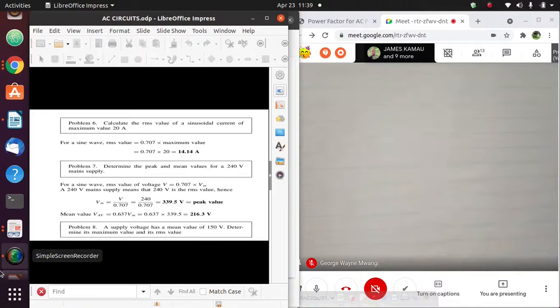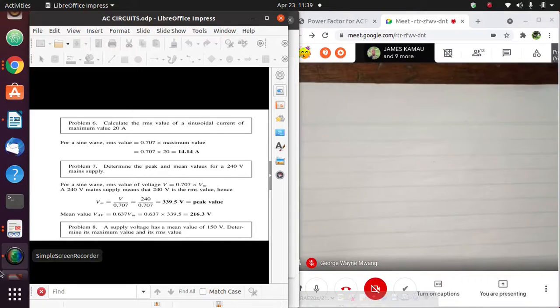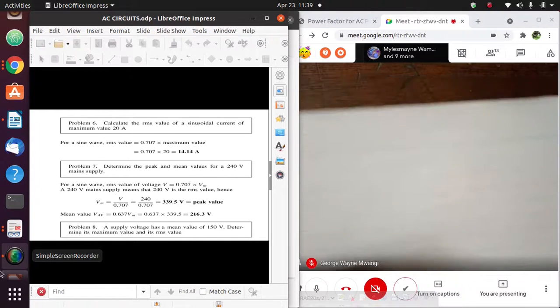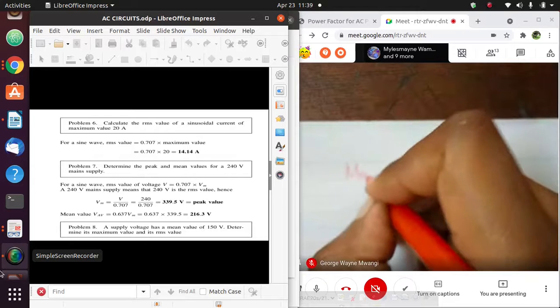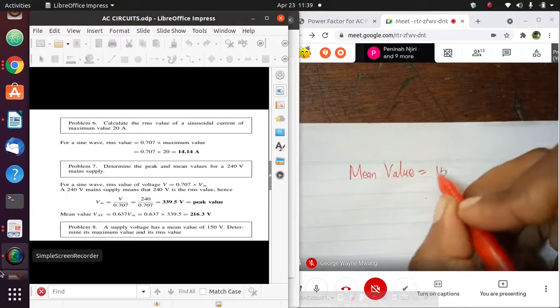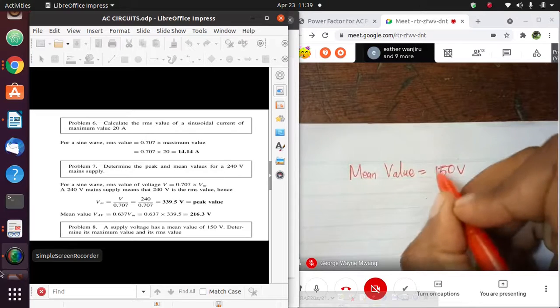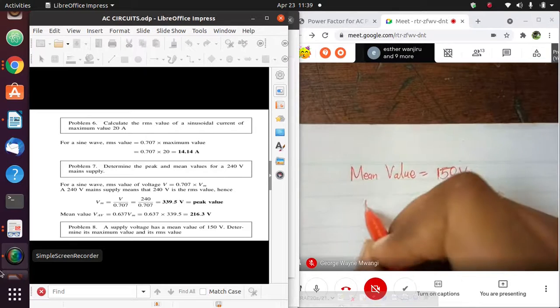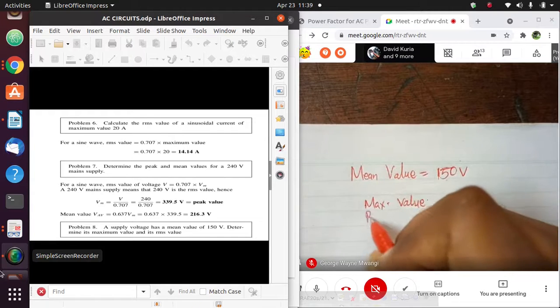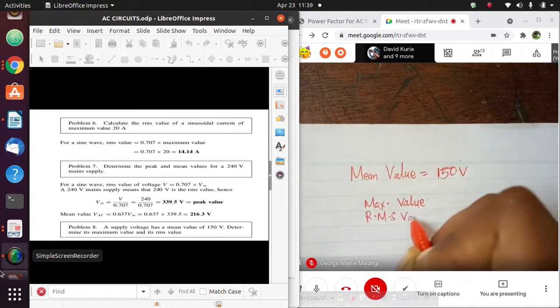Yes. Let's do the third example now. I want you to give me umepatiwa the mean value. Now you're being told to determine the maximum value and the RMS value. Umepatiwa mean value is equals to 150 volts. And you're being told to find the maximum value and the RMS value. Now, nipatie ni answers.